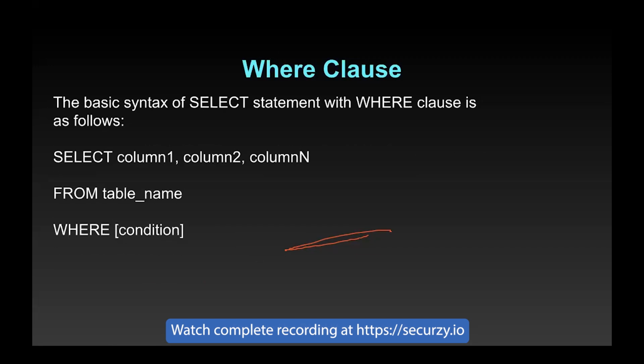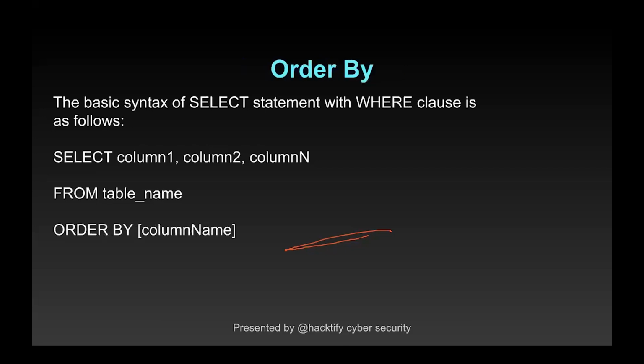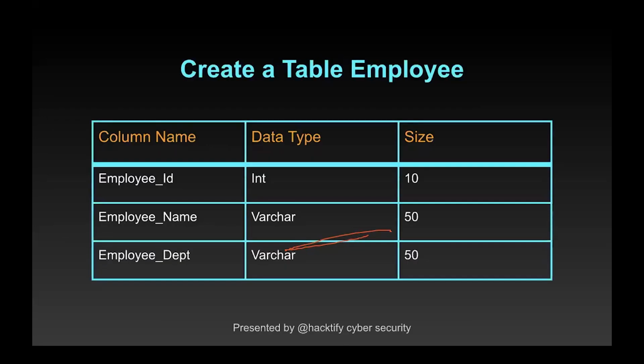This is a very basic syntax of a where clause. We have already seen a conditional example previously. Select any column from table where, as we have seen, employee department equal to finance. That means it is only going to give you all the employees who work in the finance department. So this is how it will be.